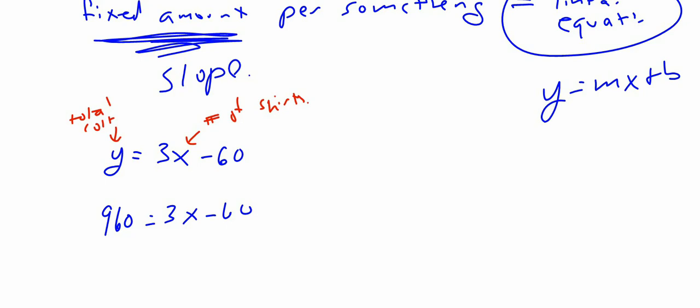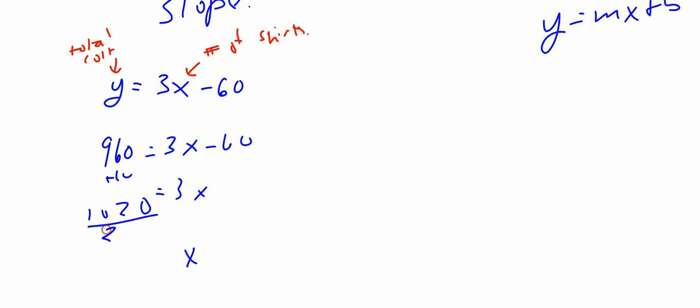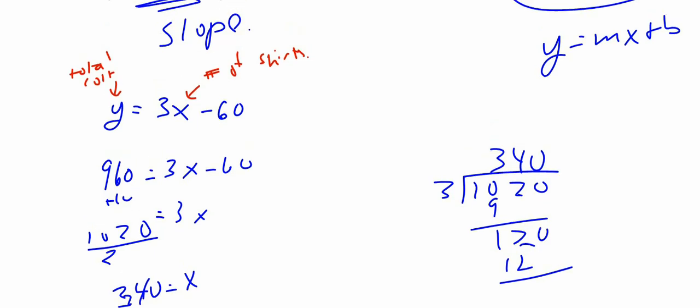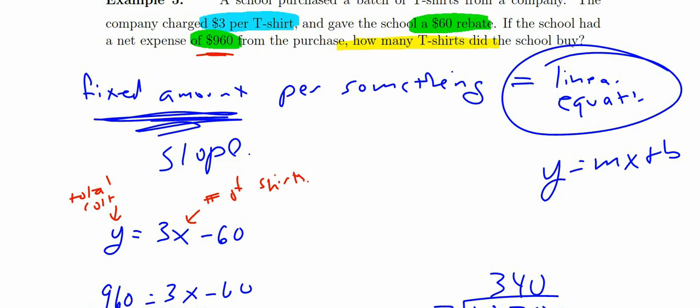Okay. We're going to add 60 to both sides. Okay. So if I add 60, that's 1,020. And then I'm going to divide that by 3. Okay. And let's see, I do not have a calculator, so let's just do this. That's 340. Right, bring down the 0. That's a 2. Right, and it's going to go in 4 times. Yeah. Okay. So 340. So they bought 340 shirts. Okay. All right, so there we go.